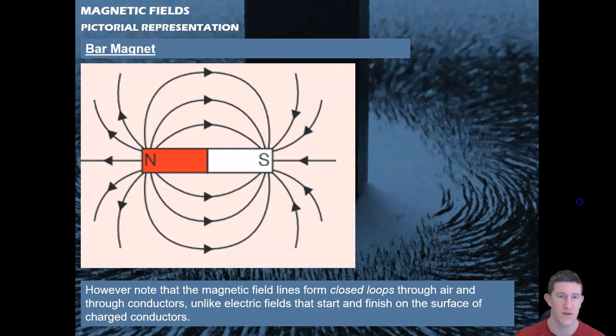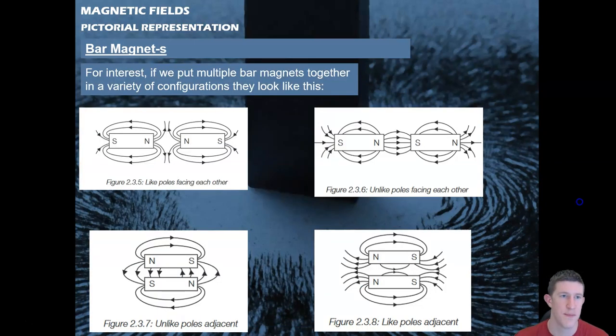So the magnetic field forms this closed loop through air and through a conductor. And we had no electric field within a conductor. If we look at some bar magnets for interest, if we put multiple bar magnets together in a variety of different configurations, this is what the magnetic fields would look like.